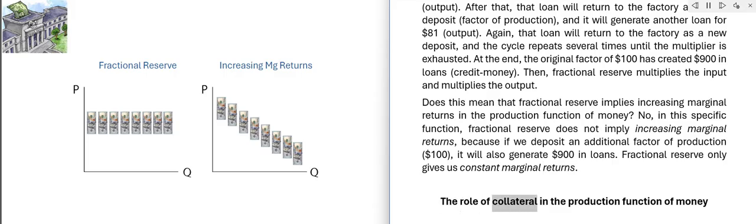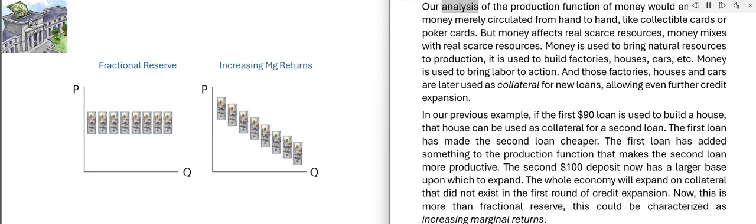The role of collateral in the production function of money. Our analysis of the production function of money would end here if money merely circulated from hand to hand, like collectible cards or poker cards. But money affects real scarce resources. Money mixes with real scarce resources.